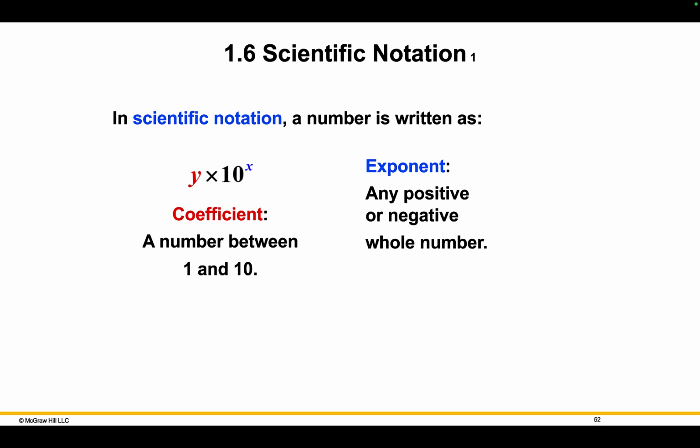Okay, scientific notation. So scientific notation is just a number written as some coefficient, which is always a number between 1 and 10, times 10 to an exponent, where the exponent is any positive or negative whole number. So we're not talking about 0.5s or anything like that. It's always going to be a whole number, and it can be positive or negative. And remember that coefficient is always going to be between 1 and 10.